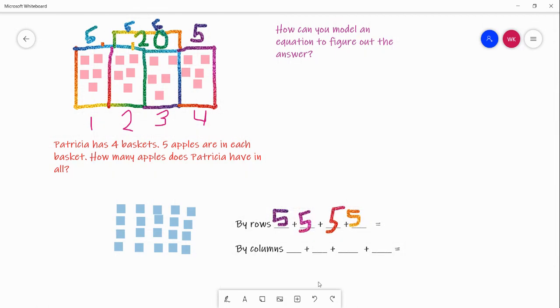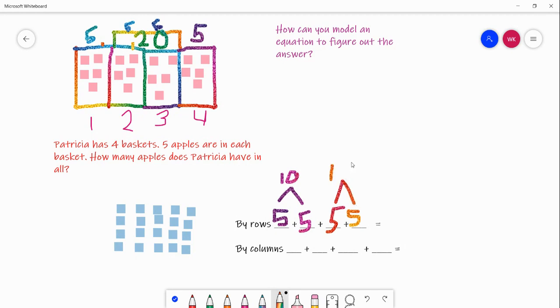So 5 plus 5 plus 5 plus 5. If you need help figuring that out, you can break it down. These 2 5s make 10, and these 2 5s make 10. So then we have 10 plus 10, and we know 10 plus 10 is 20, so that is our answer.